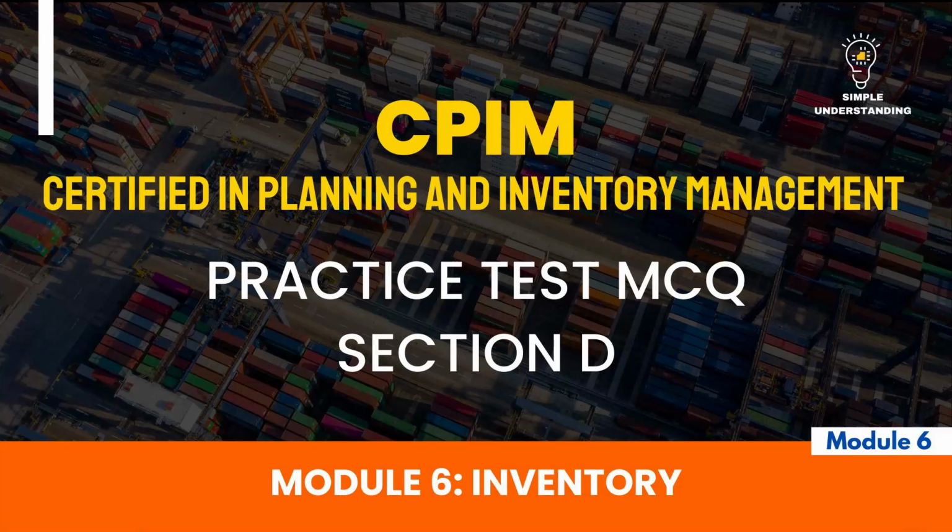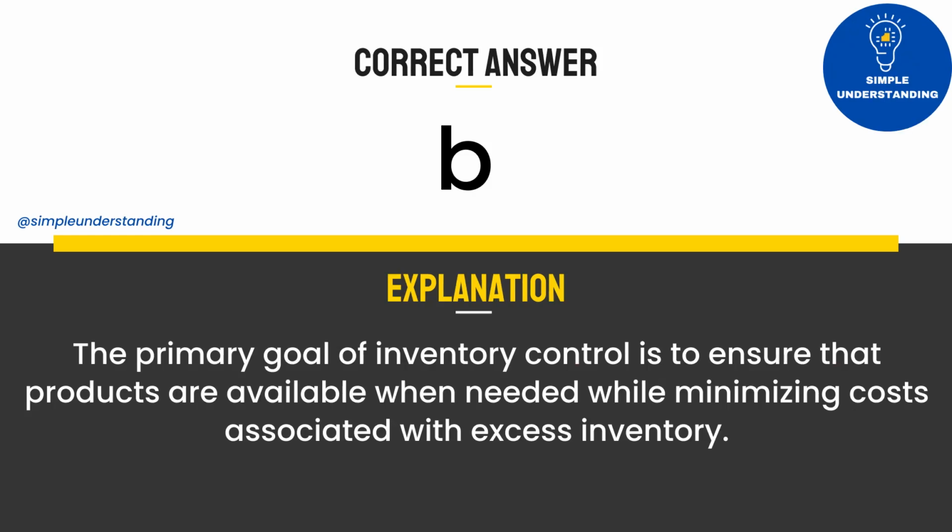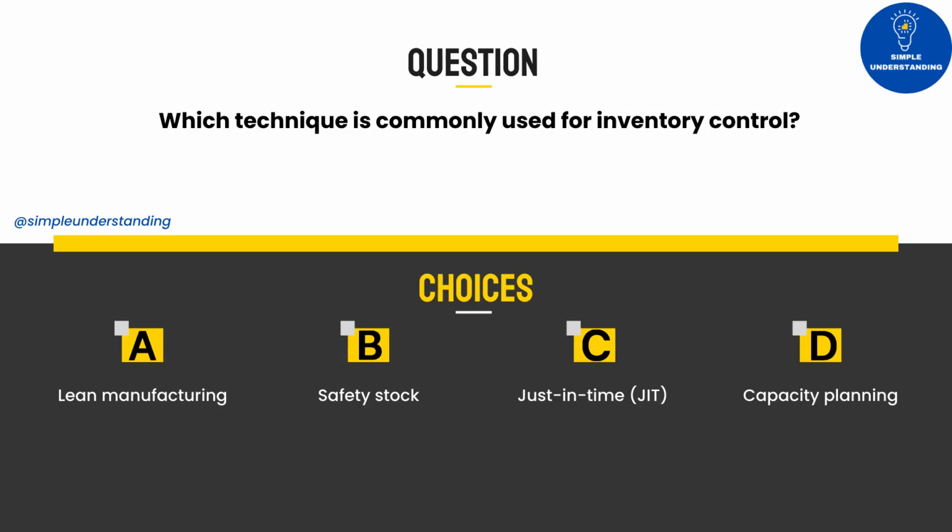Section D. Inventory control. 1. What is the primary goal of inventory control? A. To increase inventory levels. B. To ensure the availability of products while minimizing costs. C. To reduce employee turnover. D. To maximize production speed. Correct answer: B. Overall explanation. The primary goal of inventory control is to ensure that products are available when needed while minimizing costs associated with excess inventory. 2. Which technique is commonly used for inventory control?